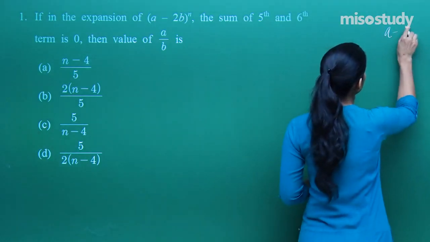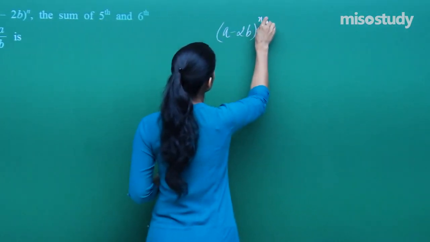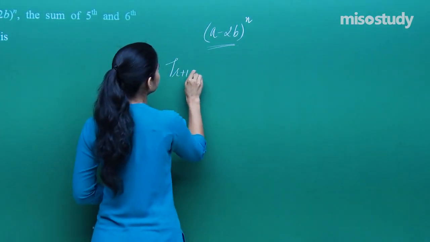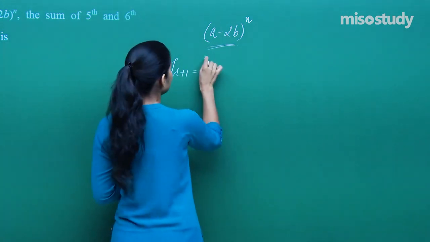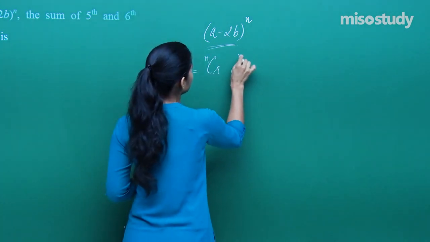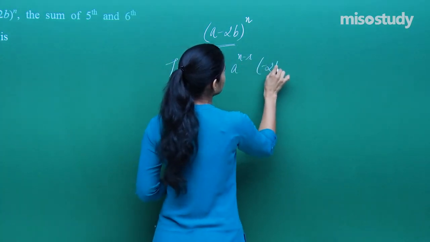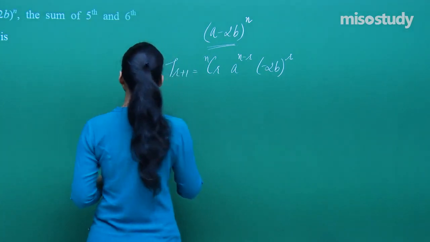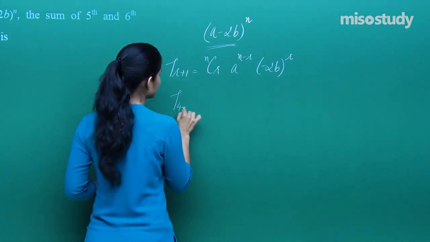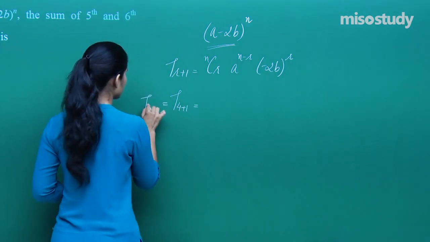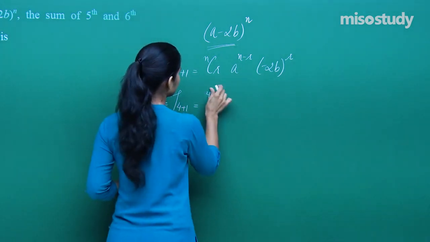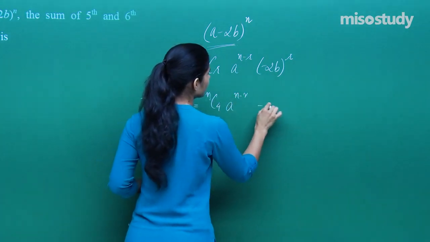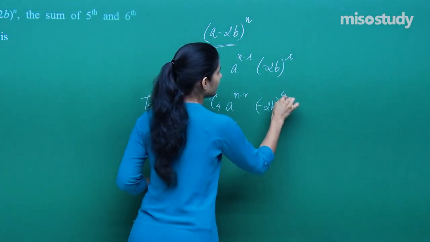When I talk about the expansion (a minus 2b) whole to the power n, basically in this expansion, what is the general term? General term is given by nCr a to the power n minus r, (minus 2b) to the power r. If I am saying 5th and 6th term add up to give you 0, so T5 can be written as T(4 plus 1). So this becomes nC4 a to the power n minus 4, (minus 2b) whole to the power 4.